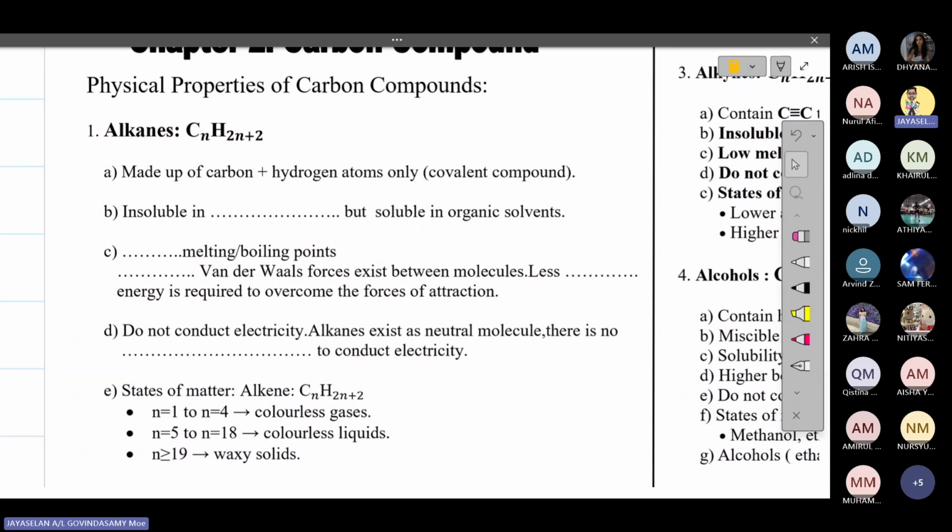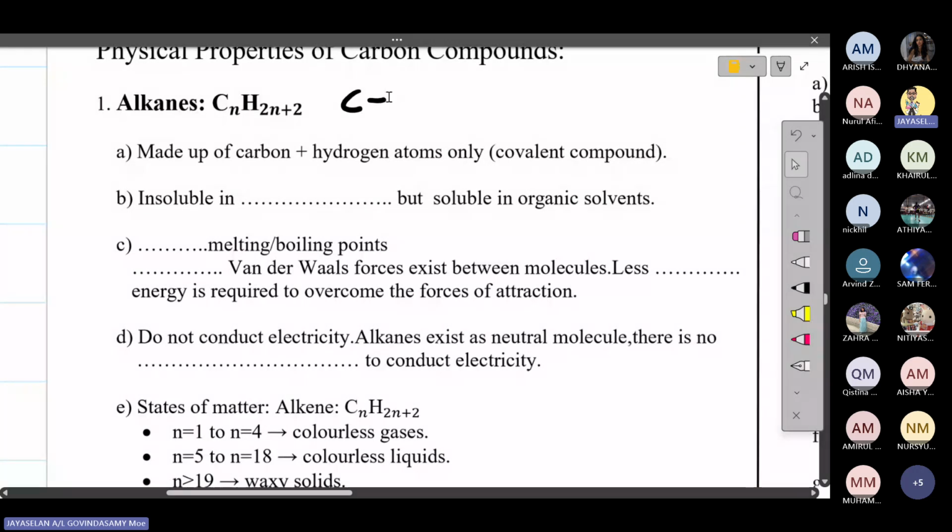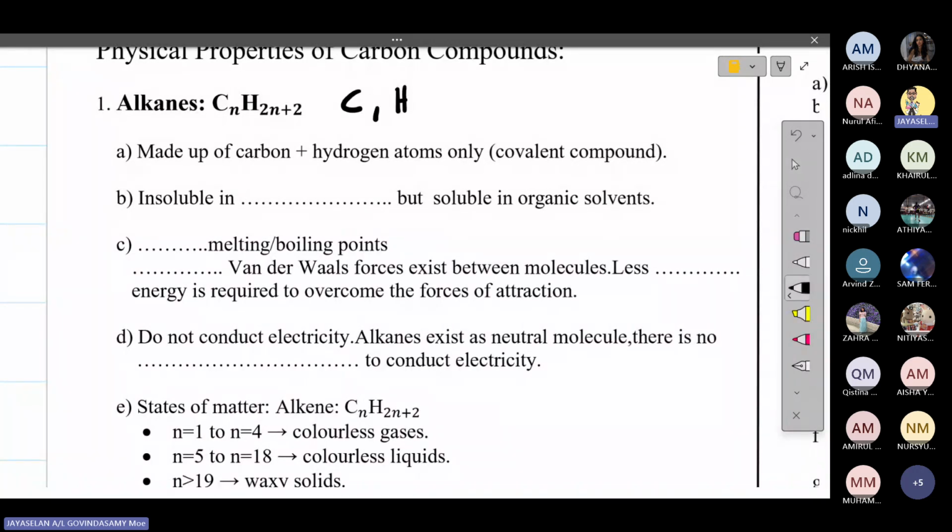Okay, now check your answer. Alkane is made up of carbon and hydrogen, non-metal, non-metal. Okay, and this is known as hydrocarbon compound. Must memorize. Okay, so hydrocarbon compounds, they are made up of what compound? Covalent bonding or covalent compound.